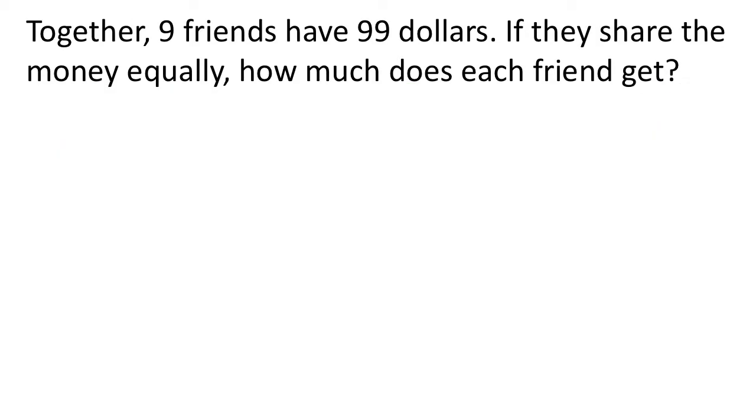Together, 9 friends have $99. If they share the money equally, how much does each friend get? So how much does each friend get means that we're going to be splitting up that 99 bucks among 9 people. And splitting it up indicates that we would be using division. It says they're going to share it equally as well, which also indicates division.